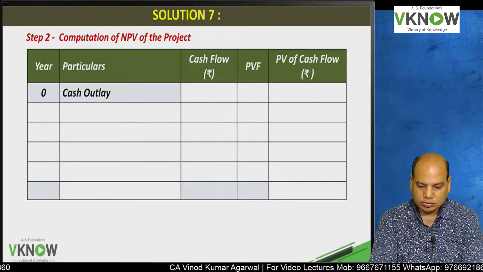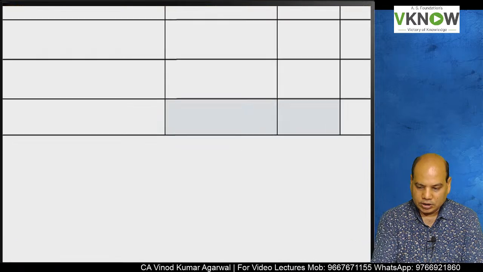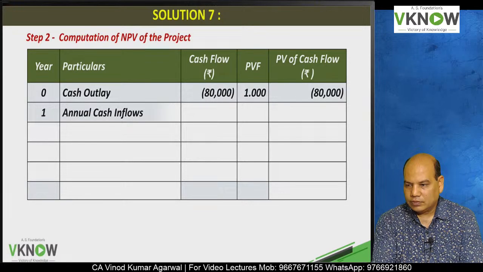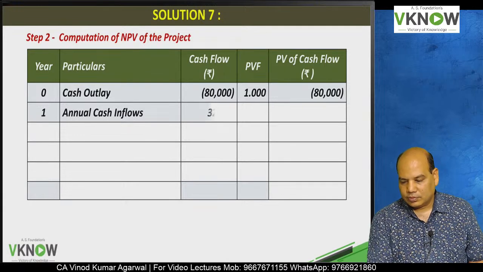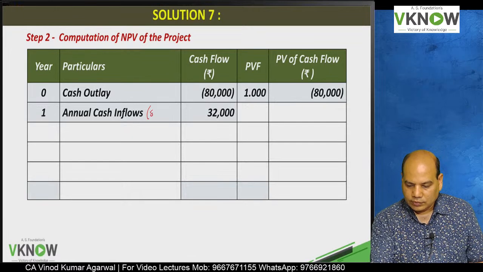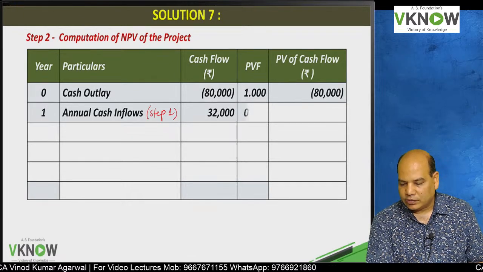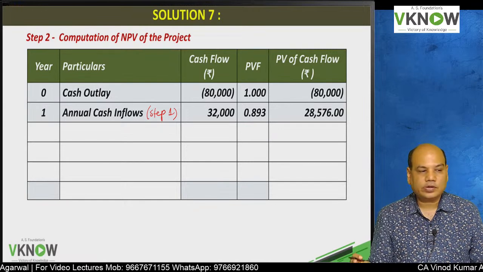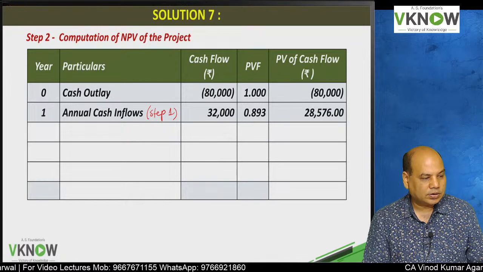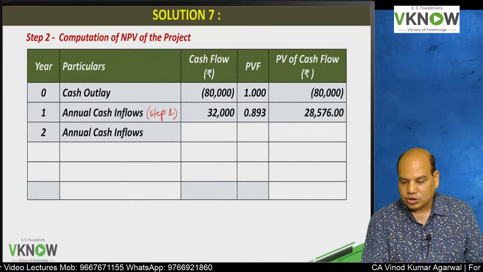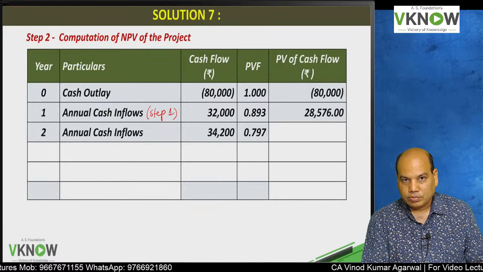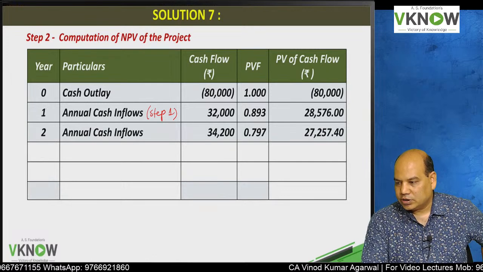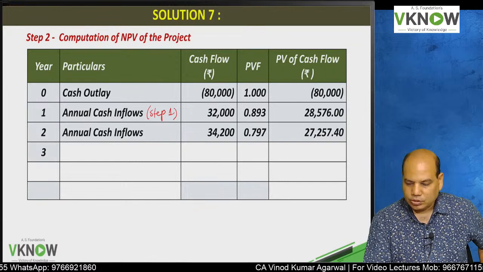Identify year 0, cash outlay 80,000, present value 80,000. Year 1, annual CFAT from step 1, factor is given, check the factor in the problem, 0.893, multiply, 28,576 equal to. Year 2, annual cash inflow 34,200, factor is given, multiply, equal to 27,257.40.